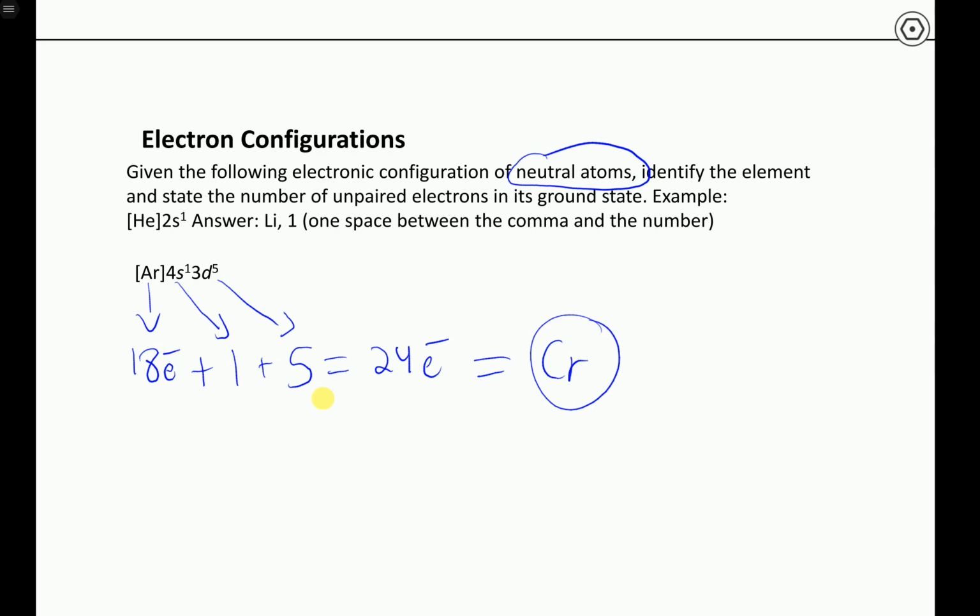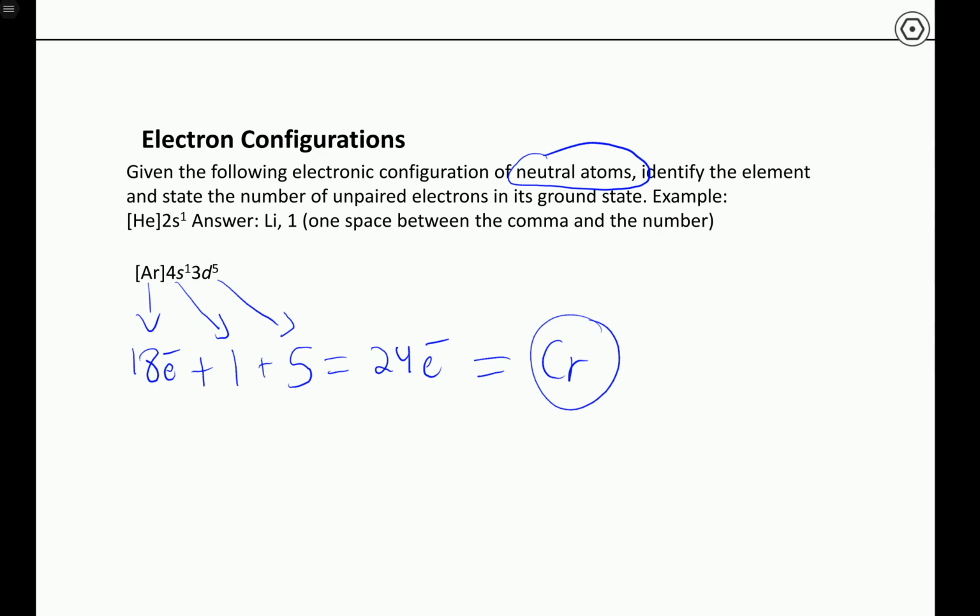Now this is the ground state for chromium. We talked about this just in class yesterday on Wednesday, Wednesday the February 10th if you're watching this much later on. We talked about how there are some exceptions to the Aufbau principle, and this is one of them, where we get a half-filled D subshell.